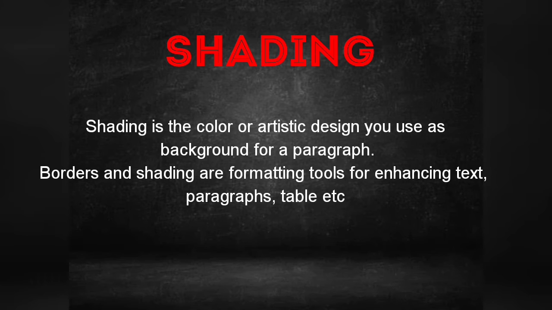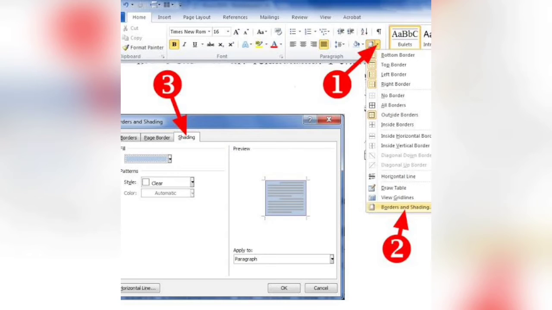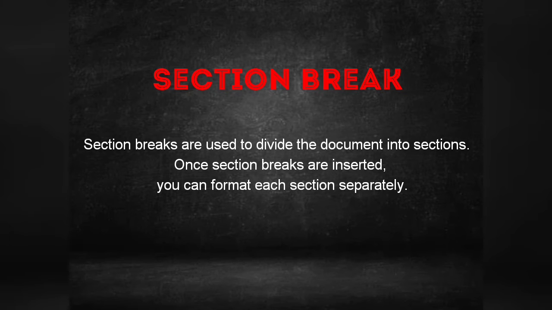Okay, so the next topic we are going to discuss is shading. Shading means that you are going to highlight any area, like any important information in the document, like you highlight text in your books. It has different varieties, and you can get different colors in shading. Okay, so I have shaded this paragraph. You can go for shading on the home tab, choose the border button, go for border and shading, and go to the shading. Okay, you can apply shading to the paragraph or text.